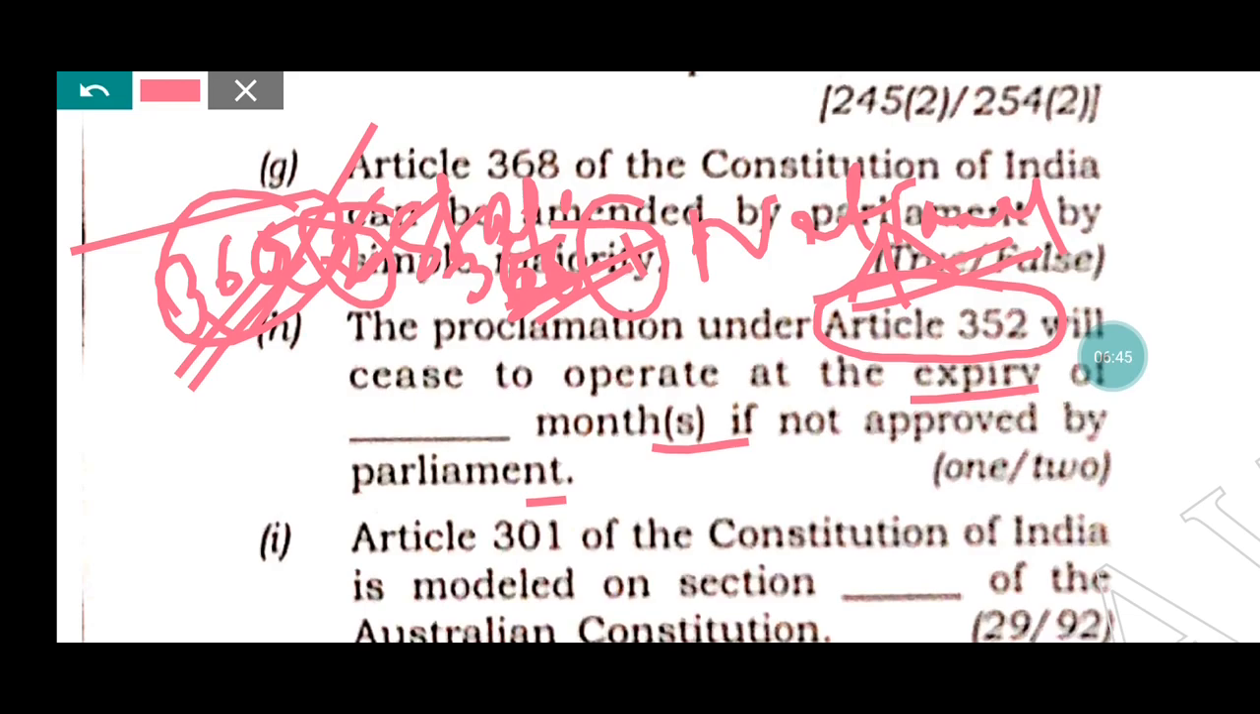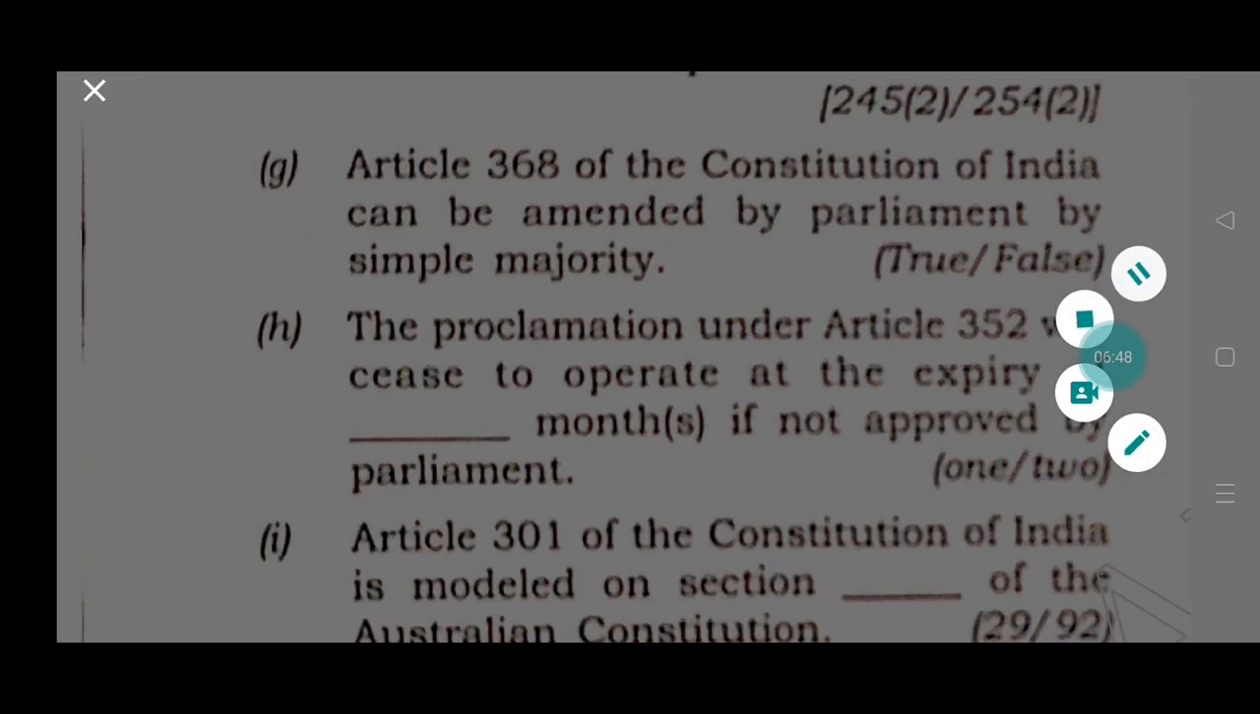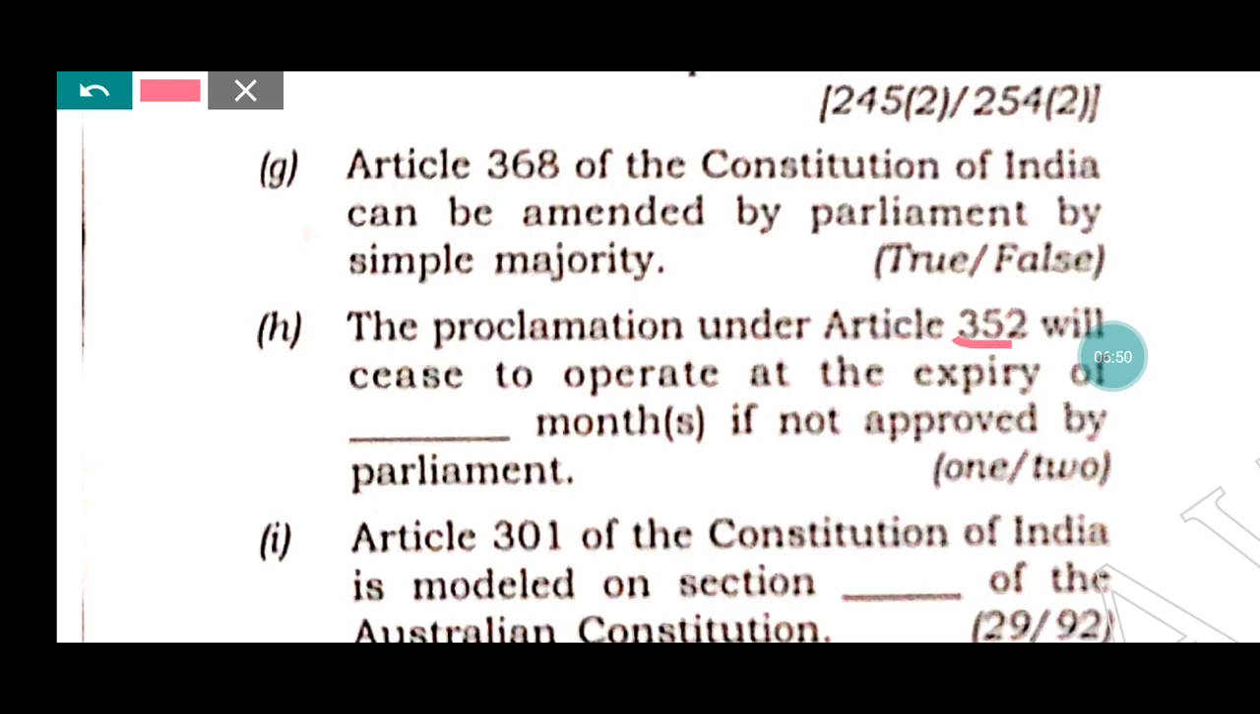Now look at this. The proclamation of emergency under Article 352 will cease to operate, that is it will end, if it is not approved by the Parliament within one or two months. The Parliament should pass the proclamation within 1 month. If it does not pass within 1 month, then it will expire. So the correct answer is 1.